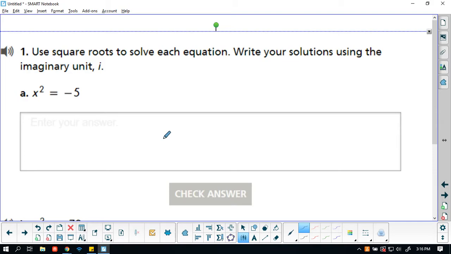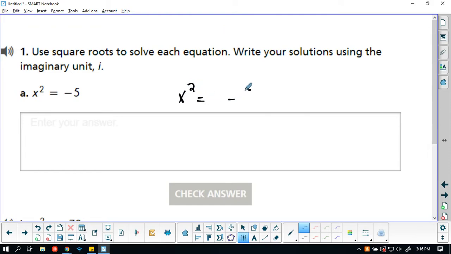So let's look at this and see how Sevis wants us to put this in here. Sorry, that was my Wacom tablet as I dropped it. Use the square root to solve each of the equations and write your solution using the imaginary unit i. All right, so we have x squared equals negative 5.